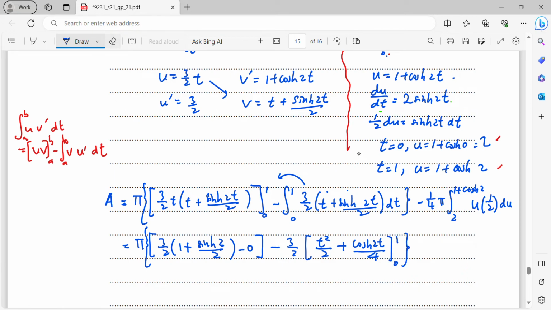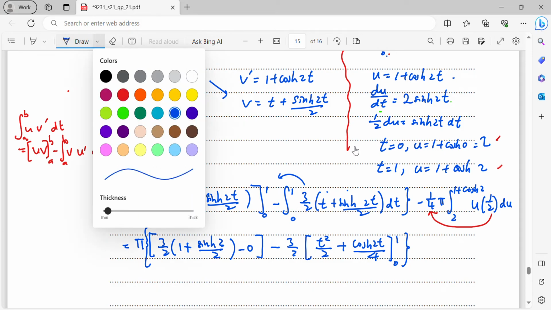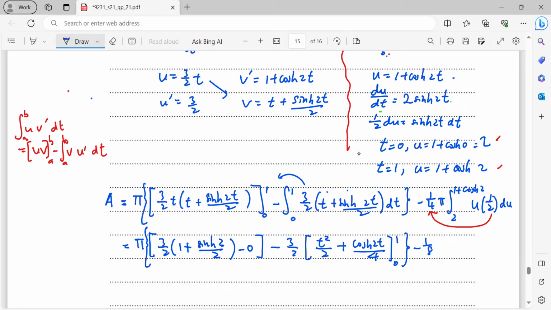Okay, and now for the next integration, this half and 1 over 4 pi will be combined. So I get negative 1 over 8 pi. Left with the integration of u du. So integrate u squared over 2. And then the limits from 2 to 1 plus cos 2.